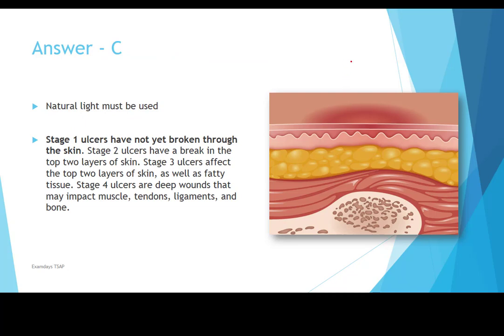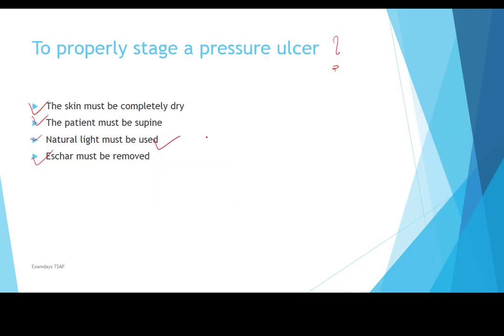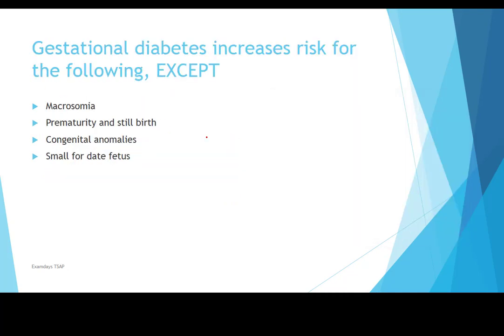This is the normal skin, any human skin, and this is the ulcer that takes place in the body. Stage 1 ulcer has not broken through the skin. Stage 2 breaks into up to the 2 layers, but stage 3 affects the top 2 layers of the skin as well as the fatty tissue. The final stage, the 4th stage, is an ulcer with deep wounds that may impact muscles, tendons, ligaments and bone. So natural light must be used in order to stage the pressure ulcer. Moving on to the next question.